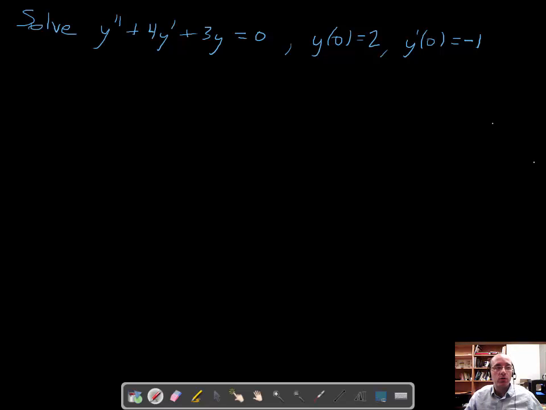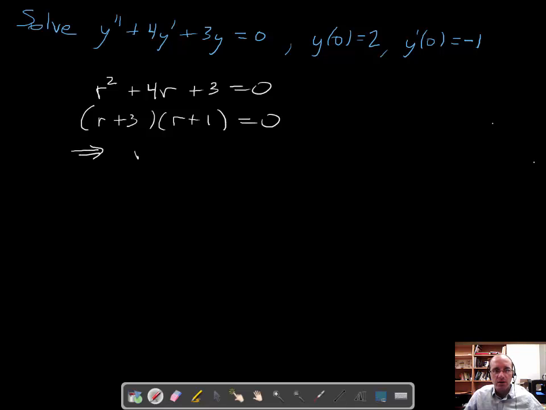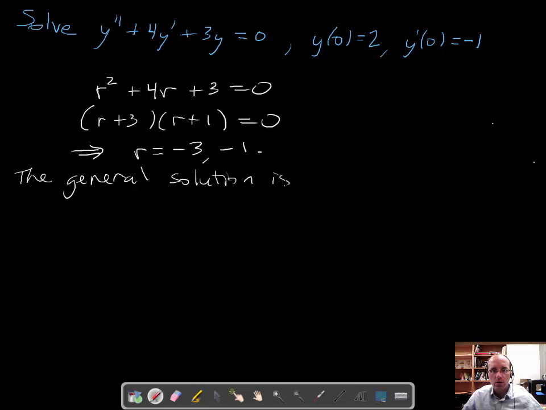But just as before, we can use the characteristic equation. So r squared plus 4r plus 3 equals 0. That one factors nicely. (r plus 3)(r plus 1). So this implies that r is either negative 3 or negative 1. So the general solution is y equals c1 e to the minus 3t plus c2 e to the minus t.